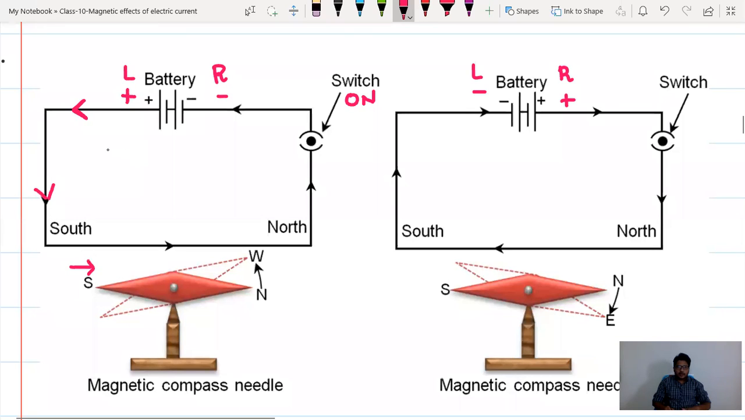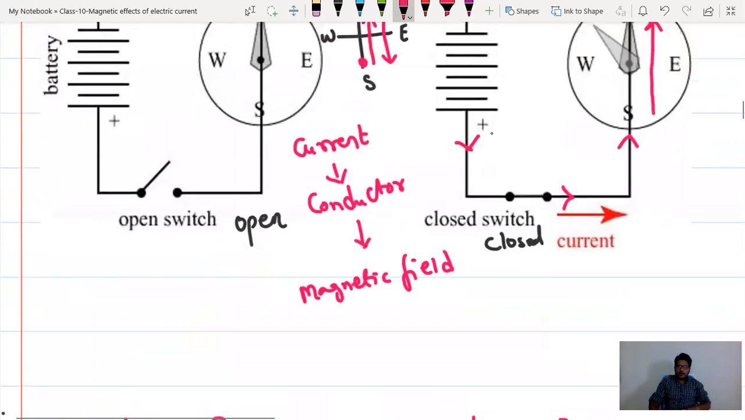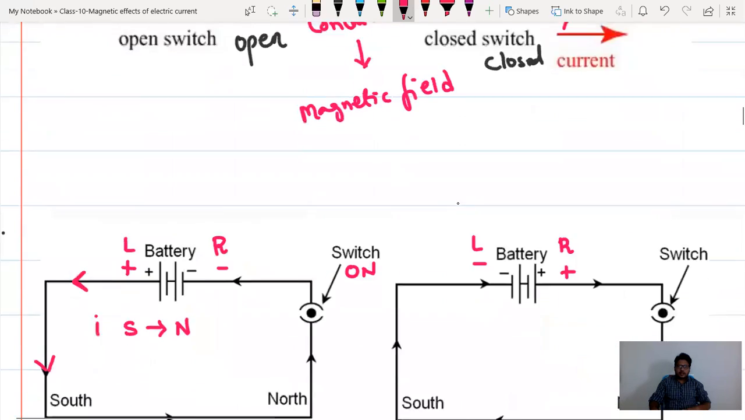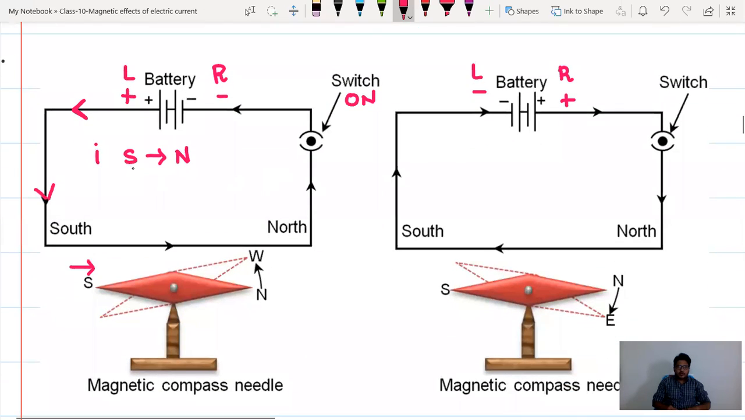So here we learn, if current I is flowing from the south pole to the north pole, now you see the deflection. We have already learned that if current flows from south to north, the deflection will be towards the west. You can see this compass needle will deflect like this, towards the west.